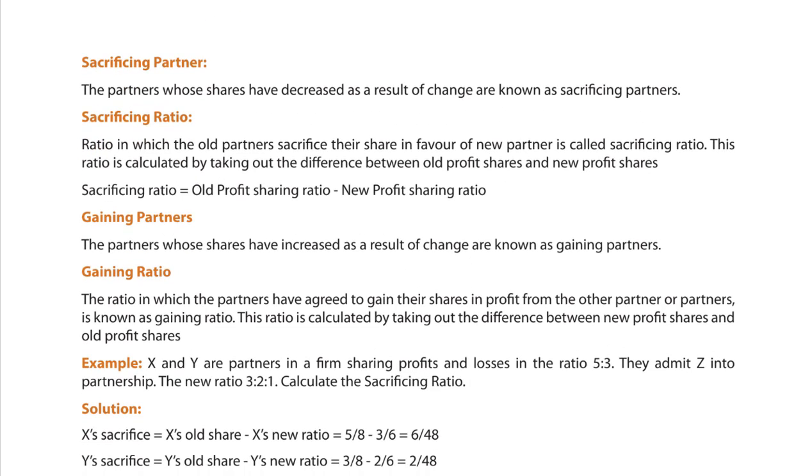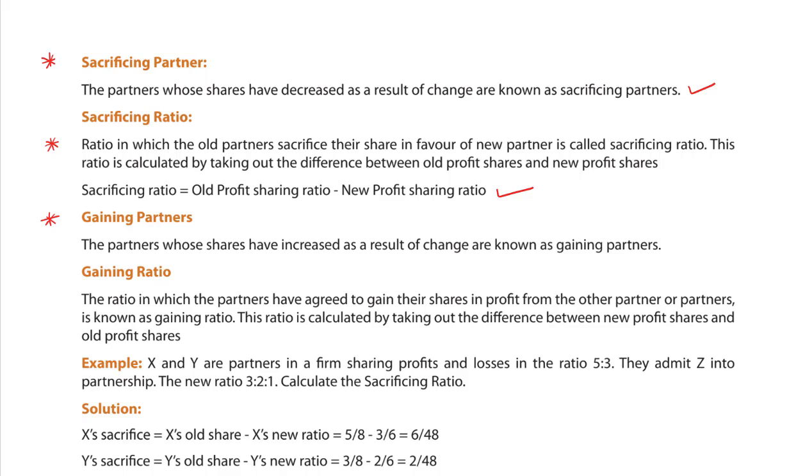Let us move ahead. Who is a sacrificing partner? The partner whose share has decreased as a result of the change is known as a sacrificing partner. What is the sacrificing ratio? The ratio in which the old partners sacrifice their share in favor of the new partner is called the sacrificing ratio. This ratio is calculated by taking out the difference between old profit shares and new profit shares. Sacrificing ratio equals old profit sharing ratio minus new profit sharing ratio.